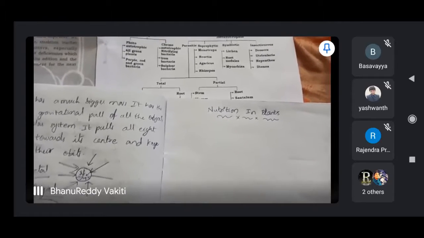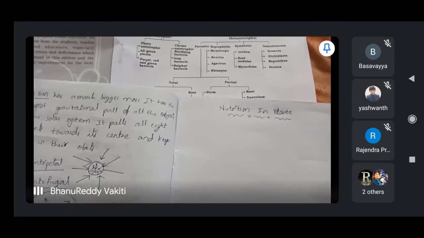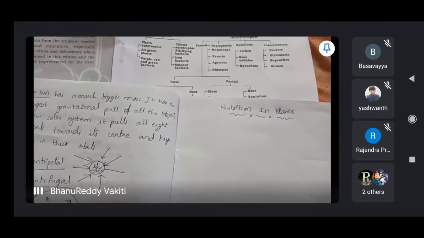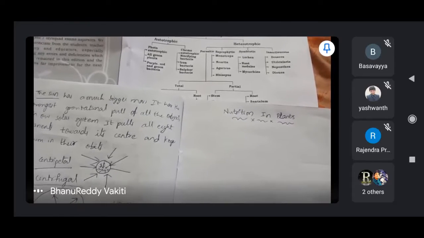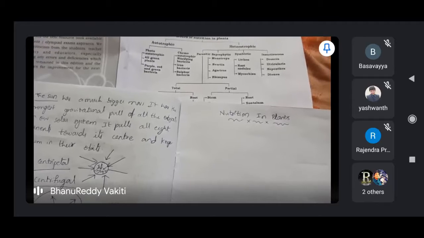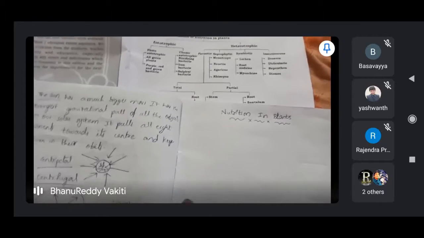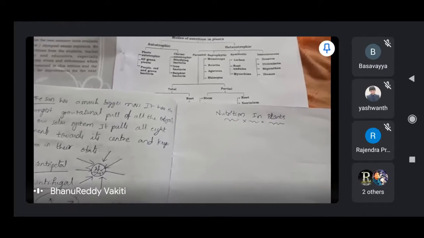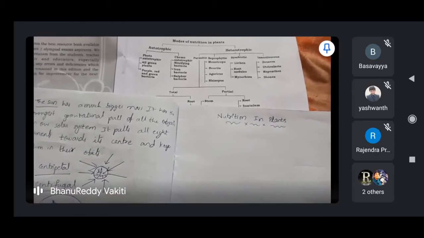For example, human beings, we are depending on plants for food. We are taking fruits, dals, grains and cereals; all of these we are getting from plants only. And coming to the animals, we are eating meat and drinking milk. These all are coming from animals. So that's why we are depending on plants and animals.